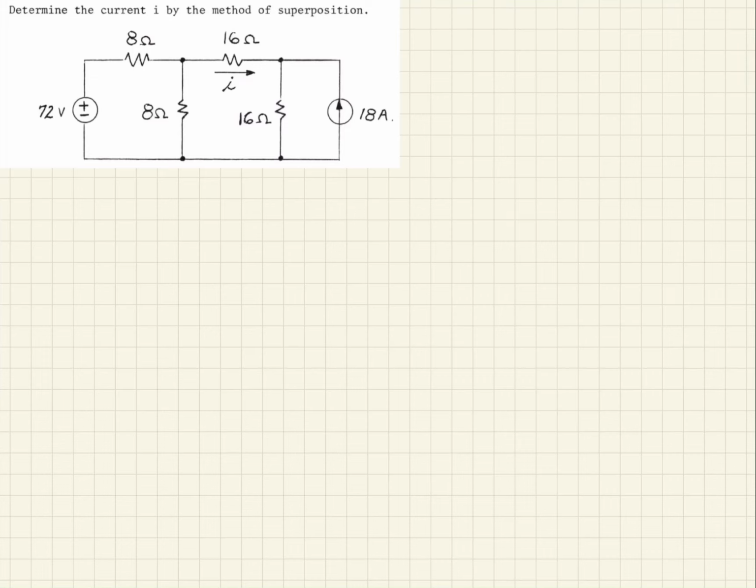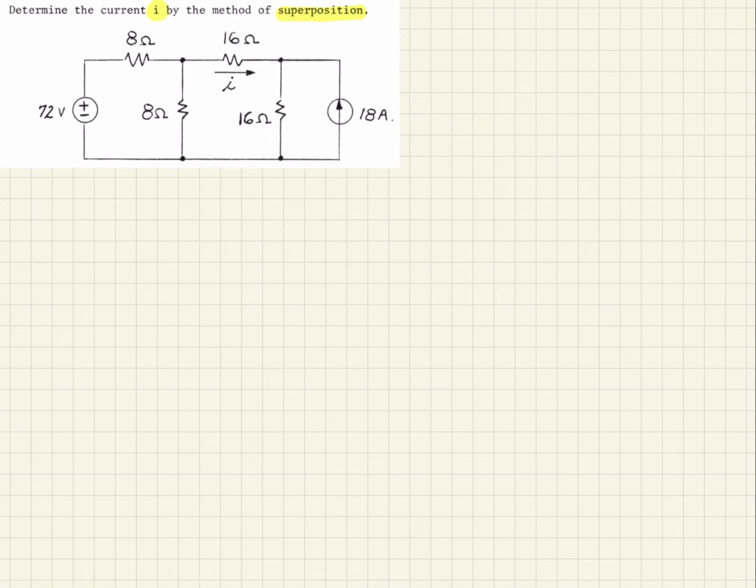So in this example, we're given a simple circuit that has a voltage source, 72 volts, a current source of 18 amps, and we're asked to find the current I, which is this current flowing here through this 16 ohm resistor. And they want us to do this by using superposition. So that means we consider the contribution from each source separately and then combine them at the end. So let's go about seeing how this works.